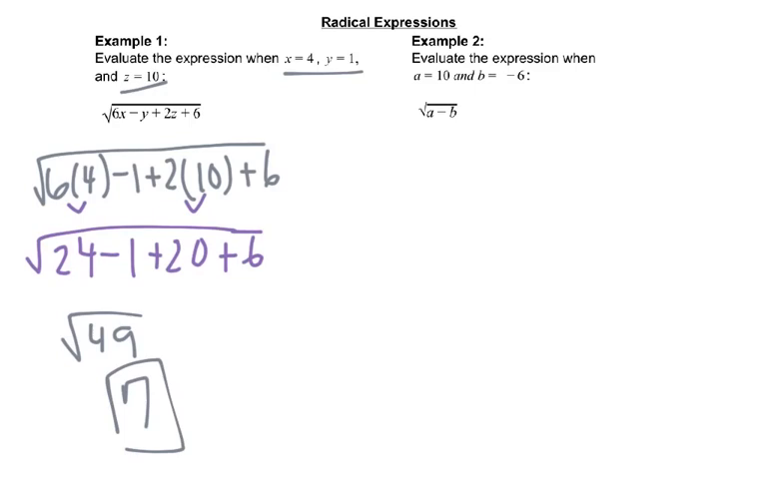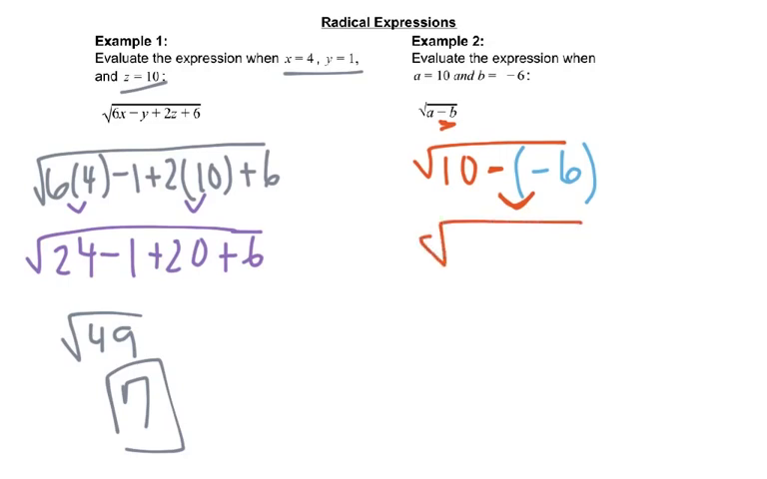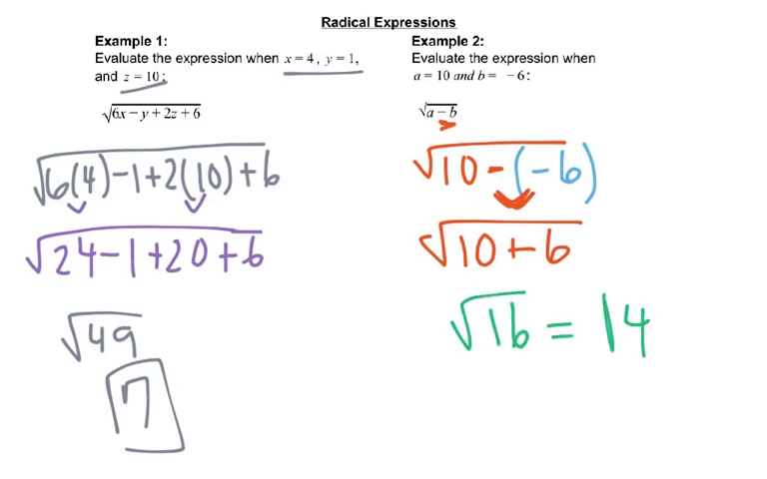Same idea for example 2. There's one thing that's tricky about this one. Okay, so A is 10. I'm going to put 10 in place of A. Now notice there's a minus right here, so I'm going to put a minus. And B is actually a negative 6. So you have to write it this way, you guys. The reason why is because when we have two negatives like this right next to each other, it turns to a positive. So this turns to 10 plus 6. Oh, that makes a little kind of smiley face. 10 plus 6 gives us 16. Square root of 16 is 4.